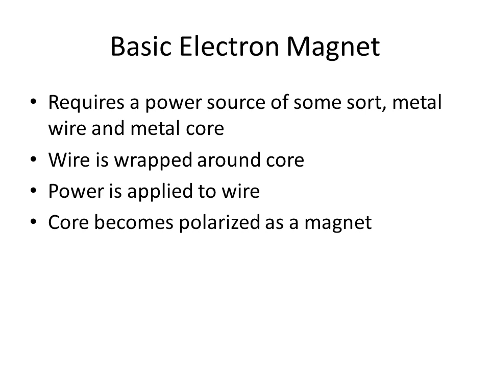The electron magnet is the other idea that we have to become familiar with. This requires a number of things. First is a power source, second, a metal wire, and third, a metal core. You wrap the wire around the core, you apply power to the wire, and that polarizes the core and it becomes a magnet. Different materials will have different strengths. And the tighter the wire is wrapped around the core, the more it will increase the power of the magnet as well.